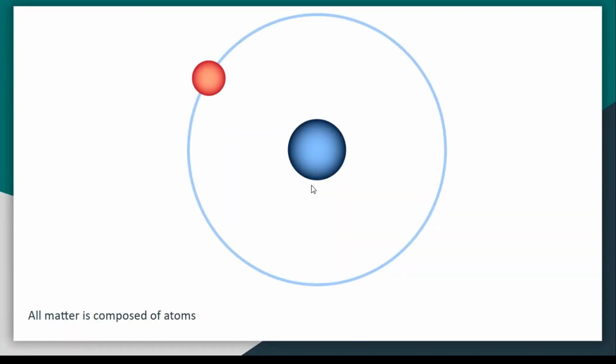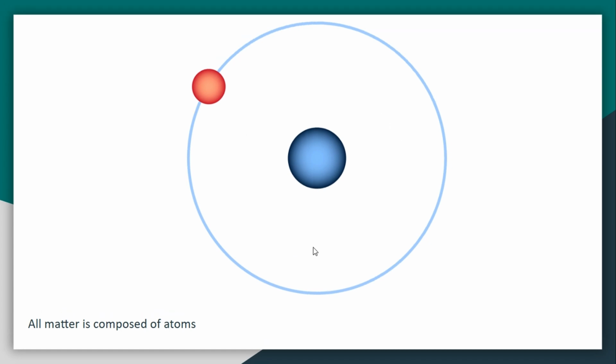All matter is composed of atoms, and what are atoms? Atoms are the smallest part of an element that can take part in a chemical reaction. All atoms are made up of mostly empty space around a very small, dense nucleus. And the nucleus is dense. And what does it contain? It contains protons and neutrons.